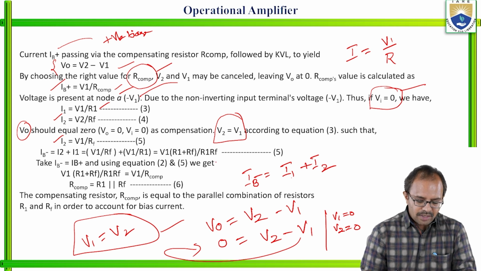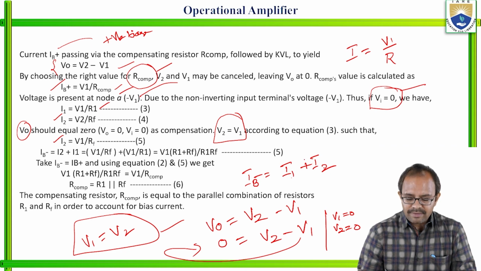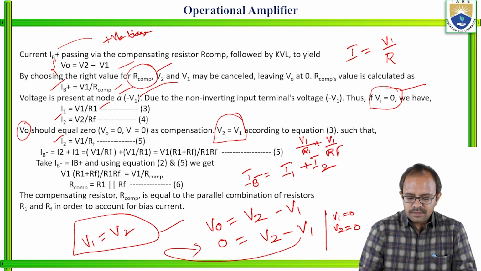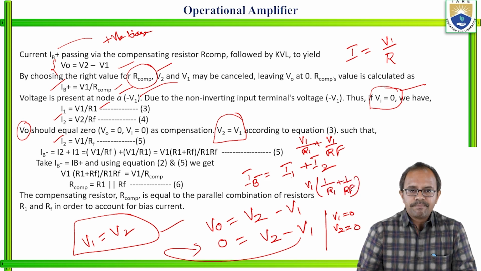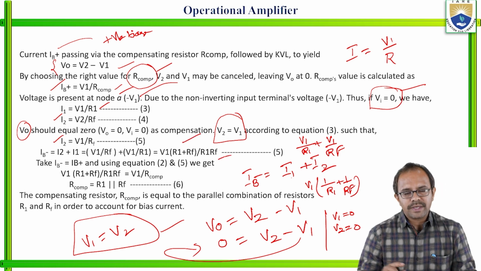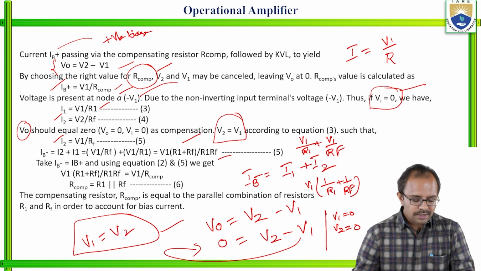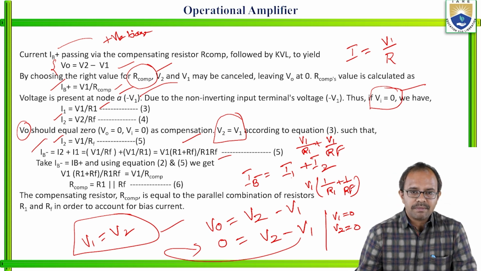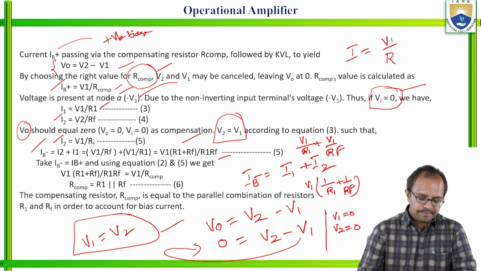So what we will get out of this, if you take both terms having V1, is V1 by R1 plus V1 by RF. I can easily take V1 as common and say V1 into (1 by R1 plus 1 by RF). So take the LCM. What will you get here? V1 into (R1 plus RF) by R1 RF. So this is the expression you can obtain for the base current IB minus at the inverting terminal, right?